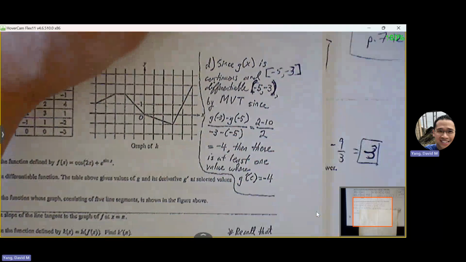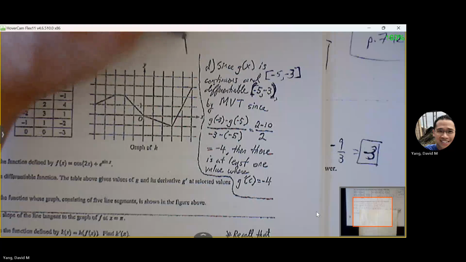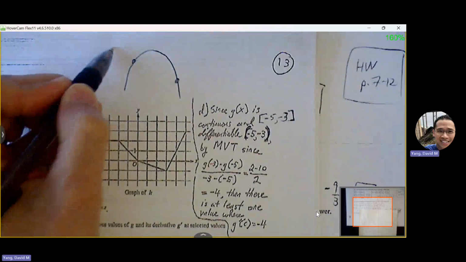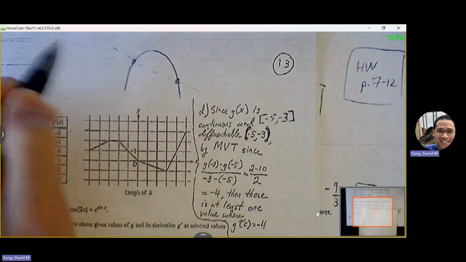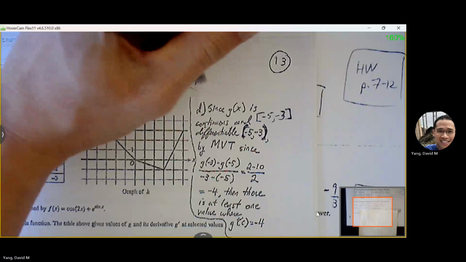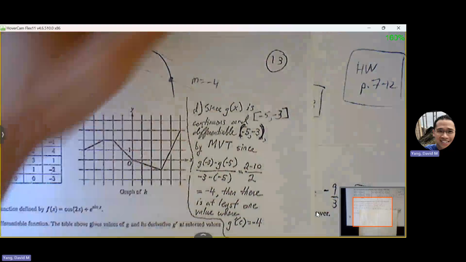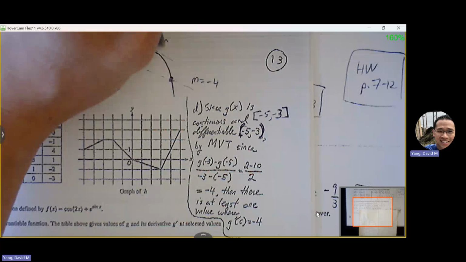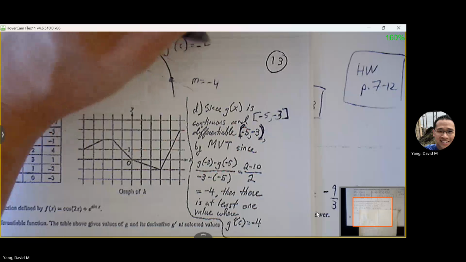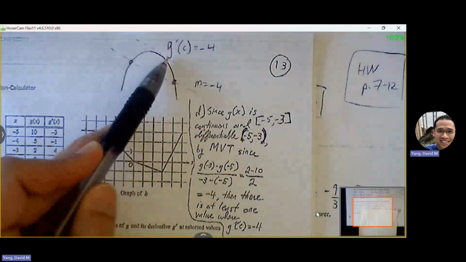So on my G of X graph, if the two endpoints are producing a slope of -4, there must be a place where the slope of the curve is going to match that steepness as well.